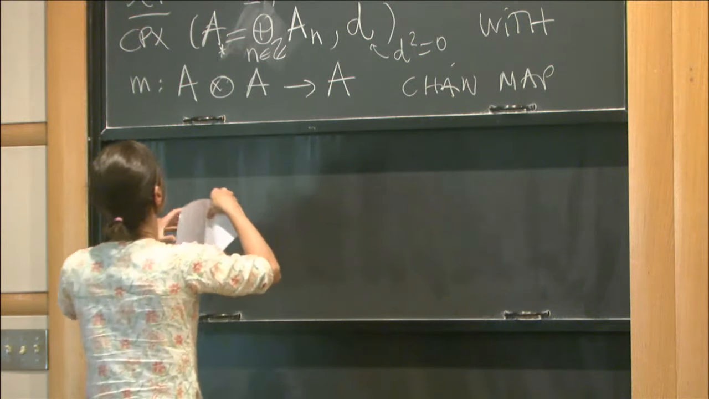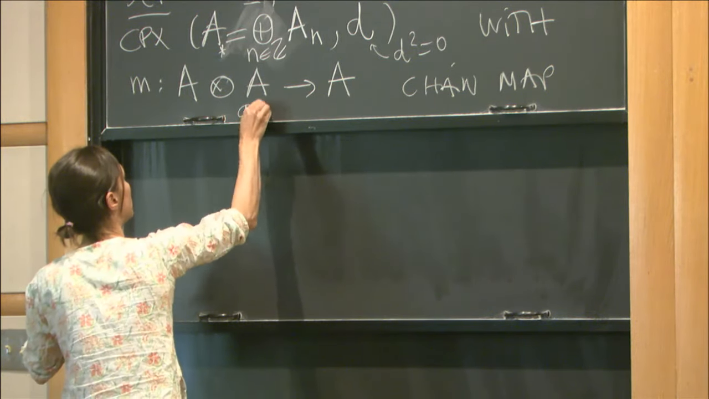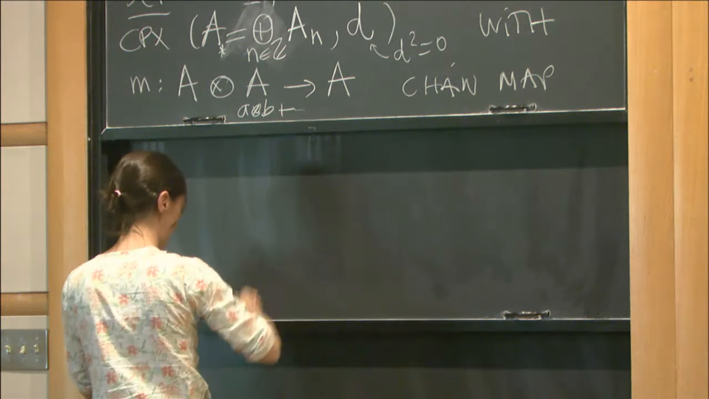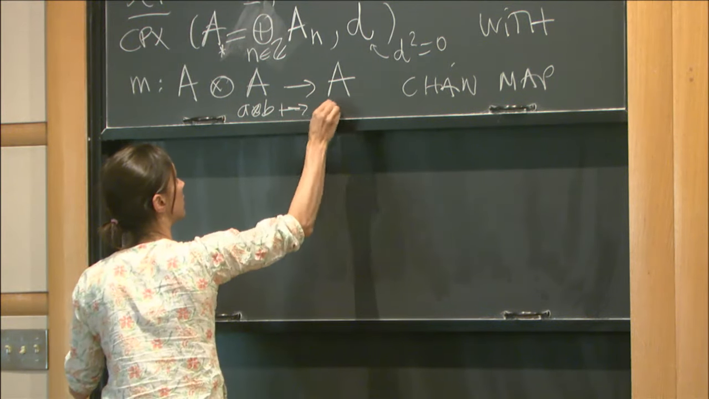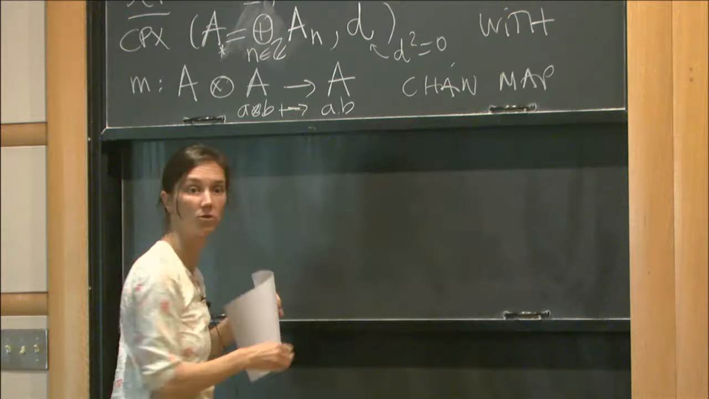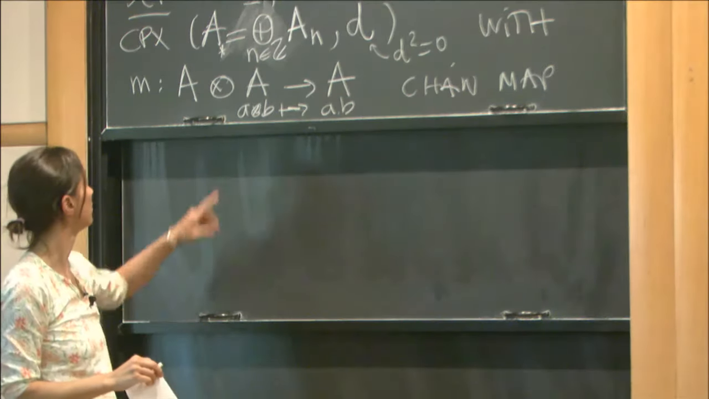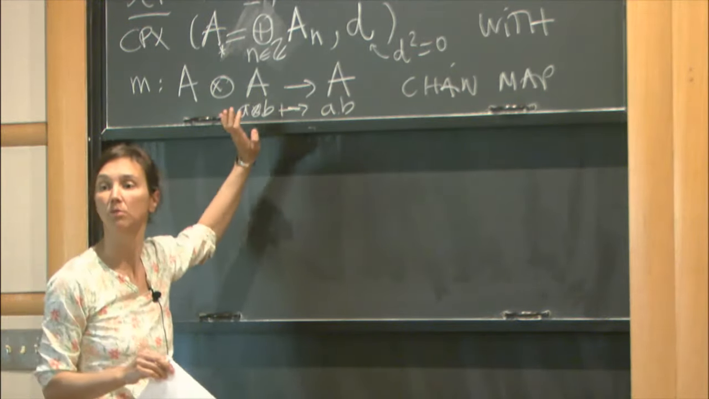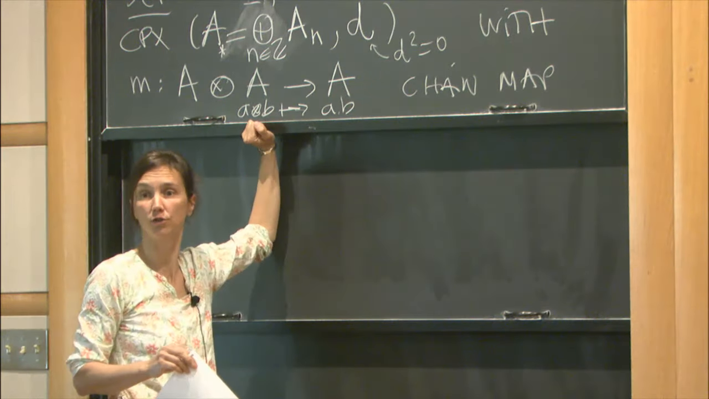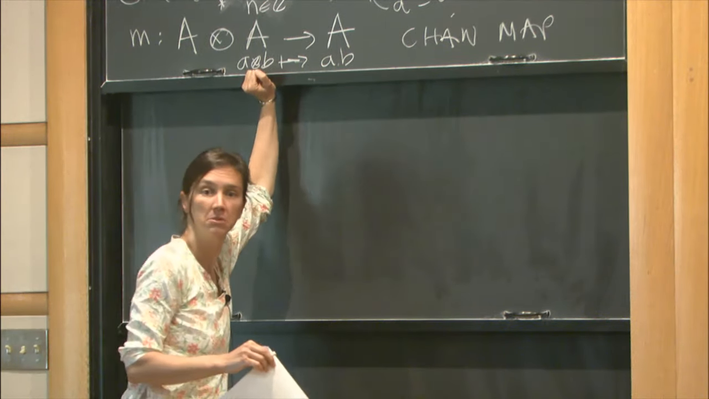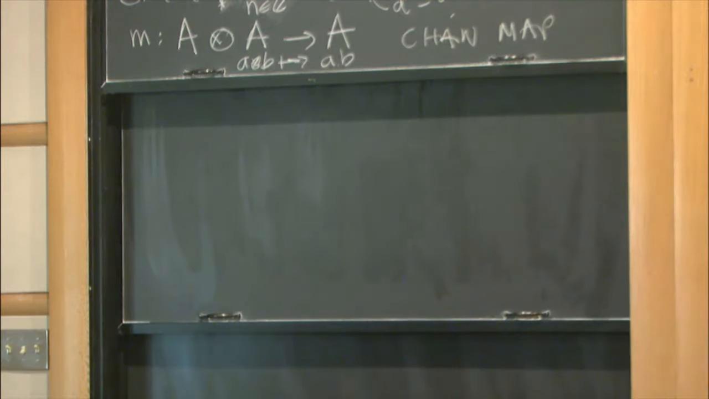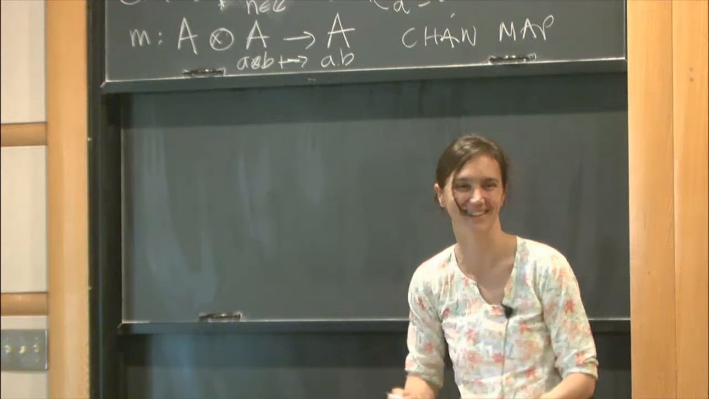And so it takes two elements, A tensor B, I'll just write A times B. So it's a linear map, of course. A chain map is also a linear map. So A tensor B goes to A times B. That's the definition of a differential graded algebra. Okay, happy with this? We'll work all hour with differential graded algebras.